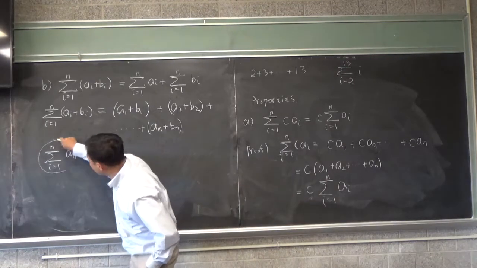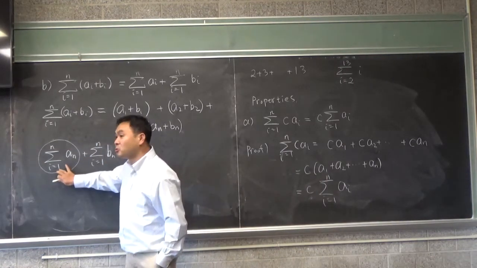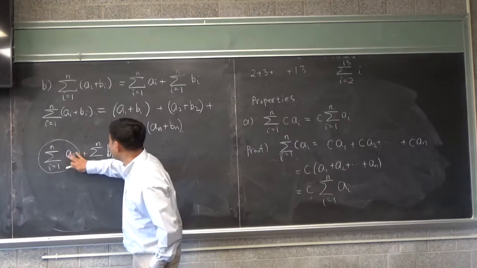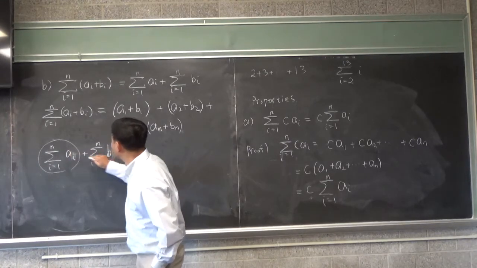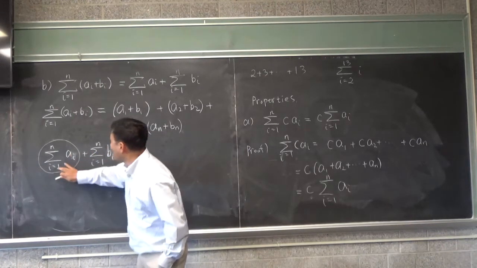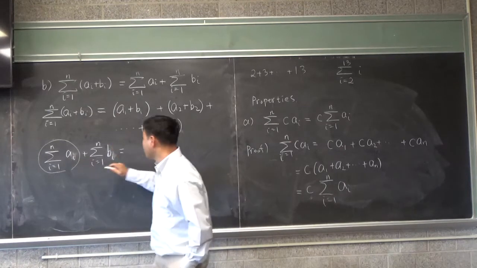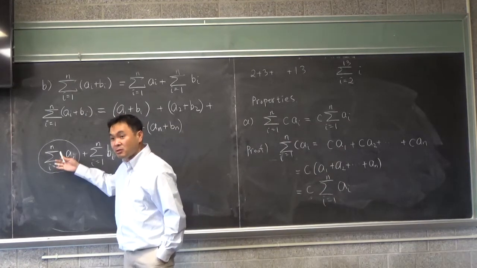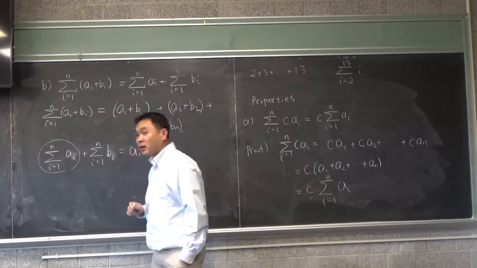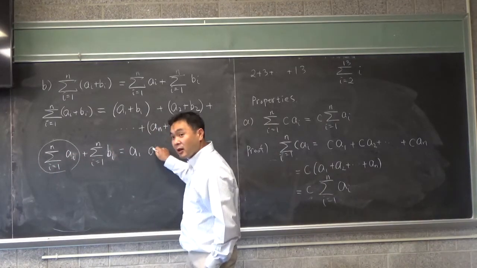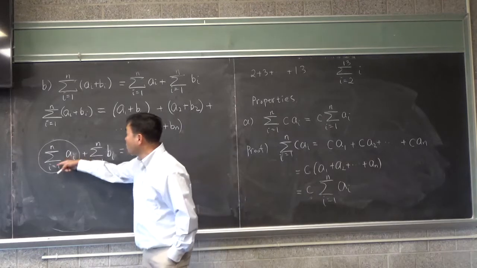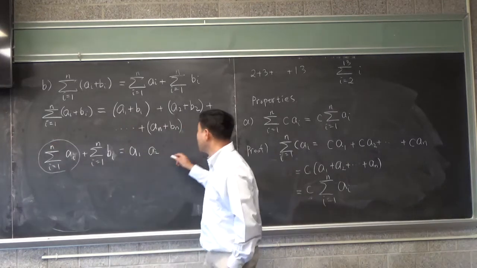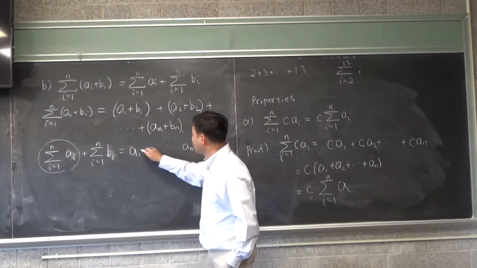Let's see, what is this? You start from 1. 1 goes into I, giving you A1. Then this increases by 1, so it becomes 2. 2 goes into I, gives you A2. And all the way up until AN. And you keep adding.